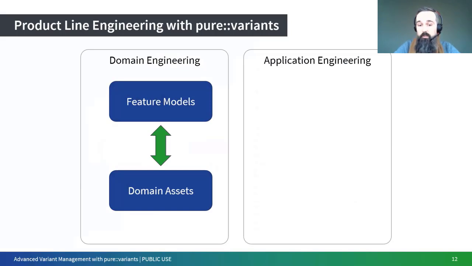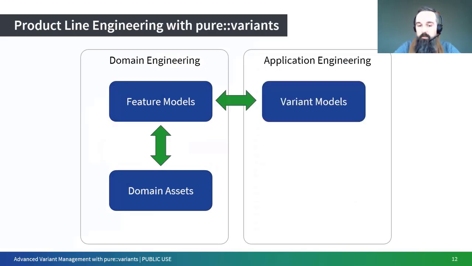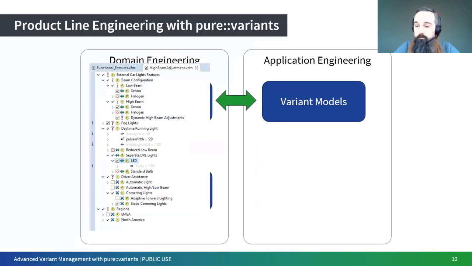In application engineering, you then want to make use of those domain assets in the scope of a single variant. This is done by creating a variant model in Pure Variants for one specific product variant. In the variant model, you can see all the features. Okay, just checking you really can see it. You can see all the features of your feature model, and by making selections, you decide which of those features become part of this variant.